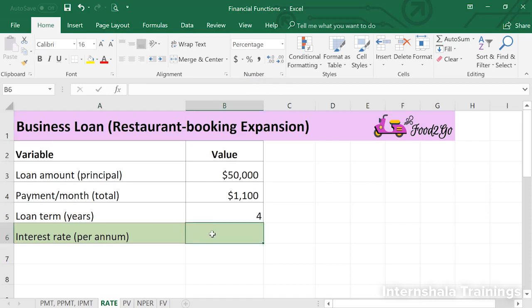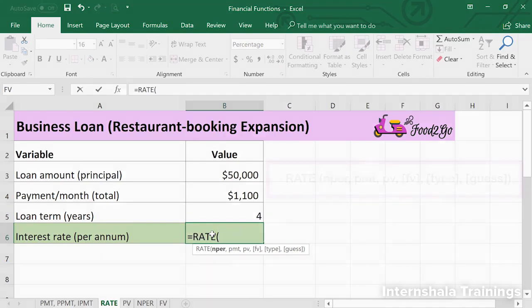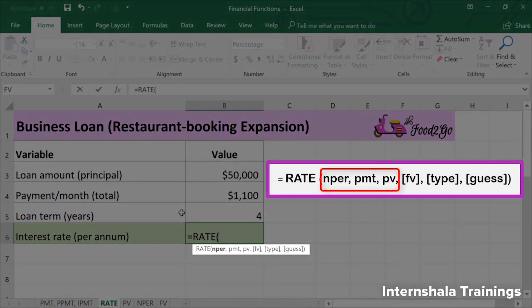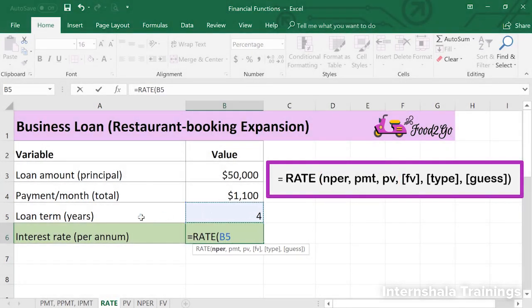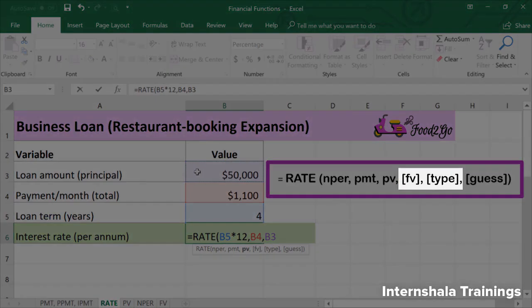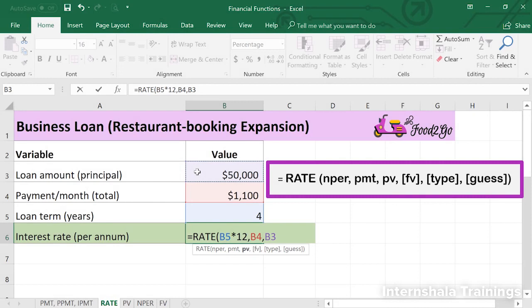Click on cell B6 and start typing in the rate function, and you will see the syntax. The first 3 terms are necessary, so let's reference the loan term cell and multiply by 12 to get the number of periods. Then, we need to click on cell B4 for monthly payment amount, and lastly, reference the principal amount. Now there are also 3 optional parameters we can include that are shown in square brackets. We've already discussed future value and type, and let's leave both of these blank. Excel will then assume Ishan wants to pay off the entire loan in 4 years' time and will make payments at the end of each period.